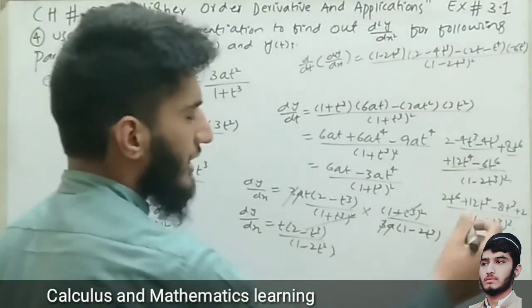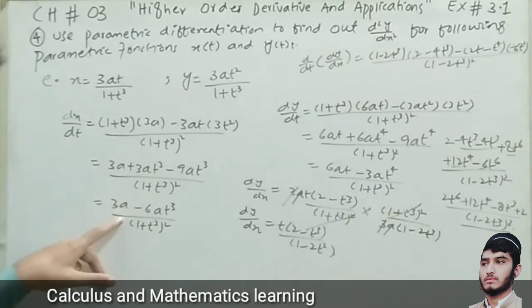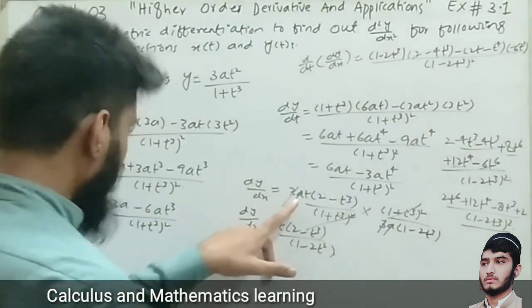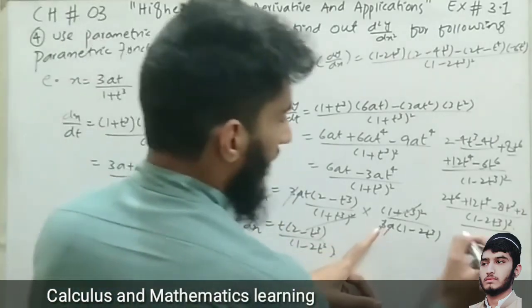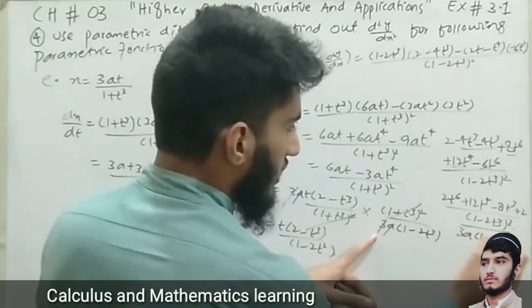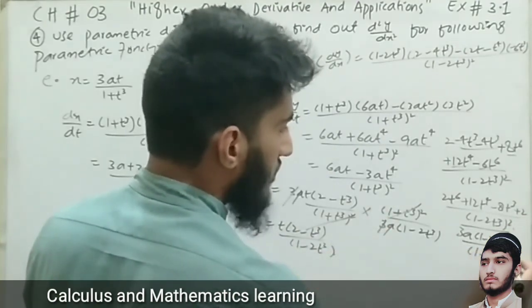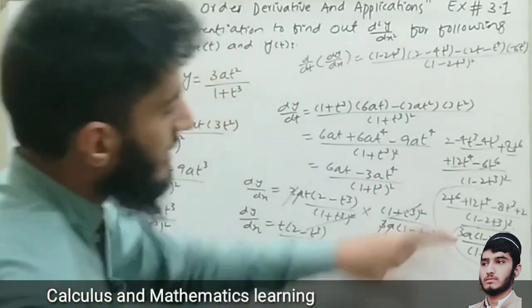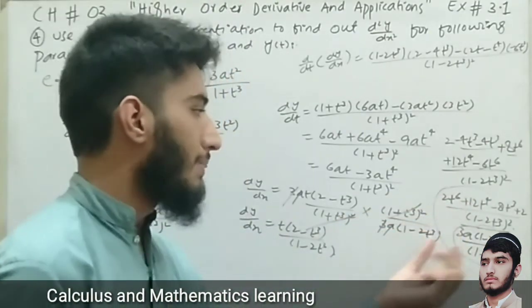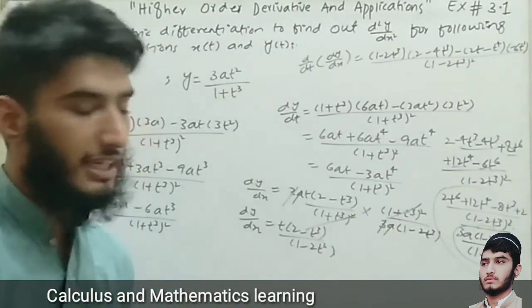Now divide this function by dx by dt, which is actually 3a into (1 minus 2t cube), and whole divided by (1 plus t cube) whole square. From over here, these both fractions will be reciprocated, and we will then simplify the function for d square y by dx square. That will be our required result in the answer.